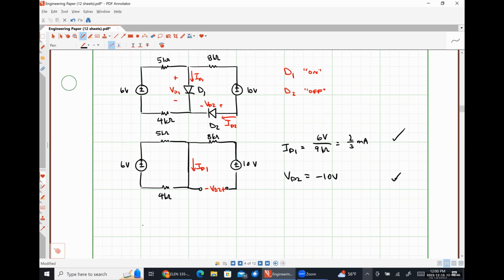This 10-volt source is larger than this 6-volt source, so we should assume that this is probably the thing that's supplying power to the whole circuit, which means the current flowing through this thing is going to be going from the negative polarity terminal to the positive polarity terminal, which means we would be expecting a positive current to be flowing through a reverse bias diode, which doesn't make sense. Right? So that's a good reason to assume that this one has to be off.